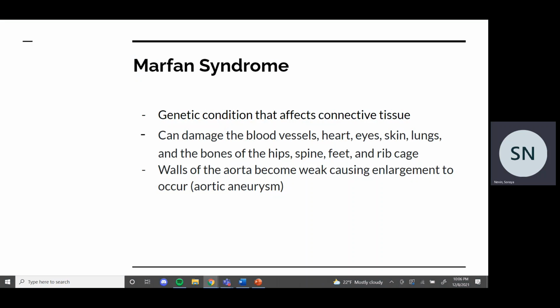Marfan syndrome is when there's a defect in the gene that enables your body to produce a protein that helps give connective tissue its elasticity and strength. Marfan syndrome can damage the blood vessels, heart, eyes, skin, lungs, and the bones of the hips, spine, feet, and rib cage. It can also cause the walls of the aorta to become weak, causing enlargement to occur, which is called an aortic aneurysm.